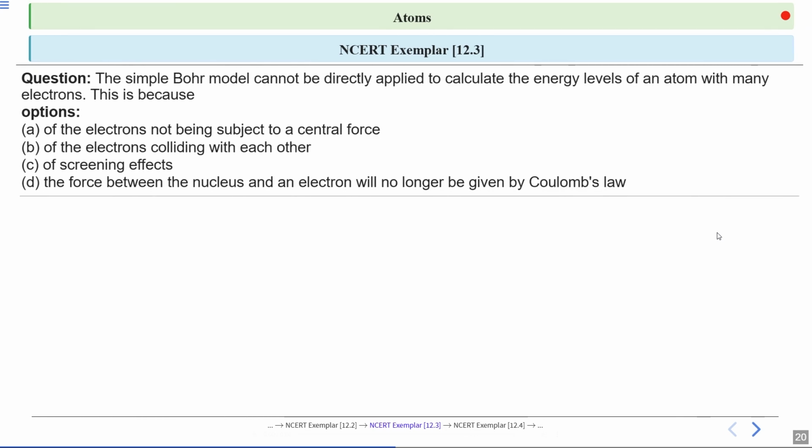So let's examine the next question about the Bohr model of the atom and why it doesn't work well for atoms with many electrons. Notice how the question asks you to think about what changes when you go from a simple hydrogen atom that has one electron to more complex atoms with several electrons. This type of problem tests your understanding of atomic structure, especially the limitations of Bohr's model. Four options are given and you have to choose the correct one.